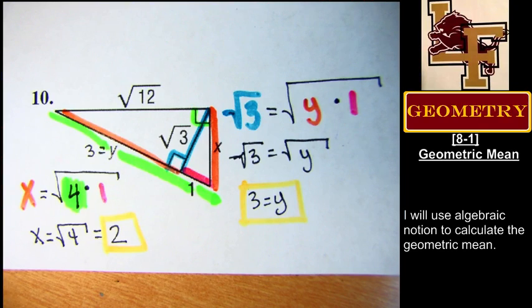That's it. That's all. We didn't even use square root of 12 at all. Extra information that we did not need for this one.